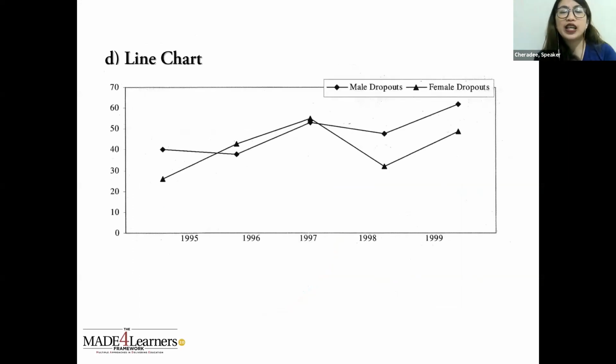Now, what is a line chart and what is the purpose of a line chart? Is it the same as a bar graph? Obviously, no. Now, tell me, what is the error in this chart? Although this is a correct chart, what do you think is the error of this chart? Can you tell?